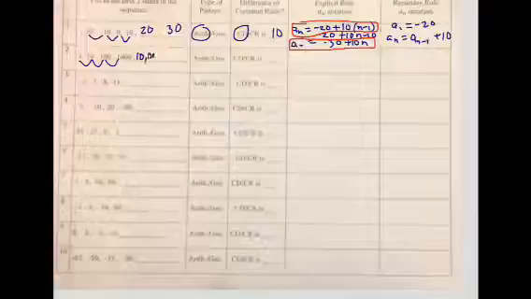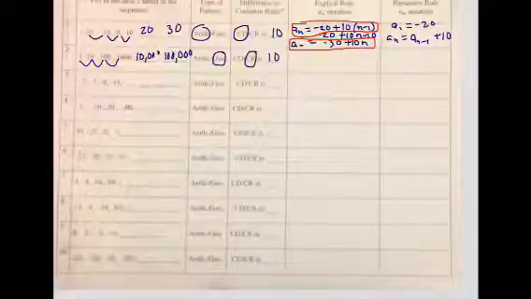So number 2, we're not adding the same number, we're actually multiplying by the same number. So from here to here, it's times 10, times 10, times 10. So that's going to be 1,000, 10,000, and 100,000. Okay, so it's going to be a geometric, so it's going to have a common ratio of 10.